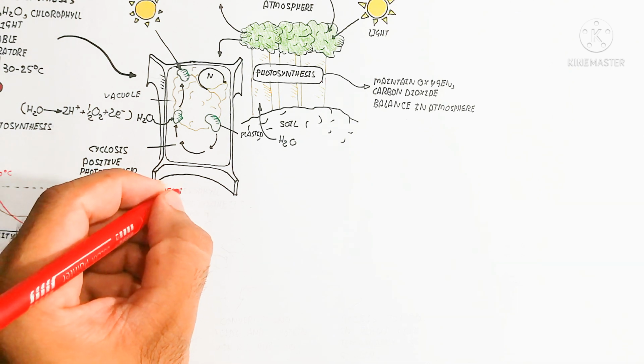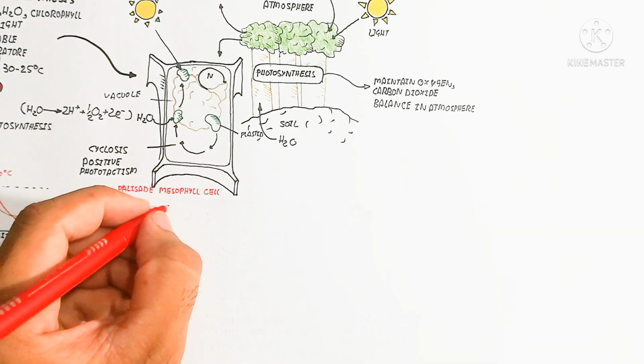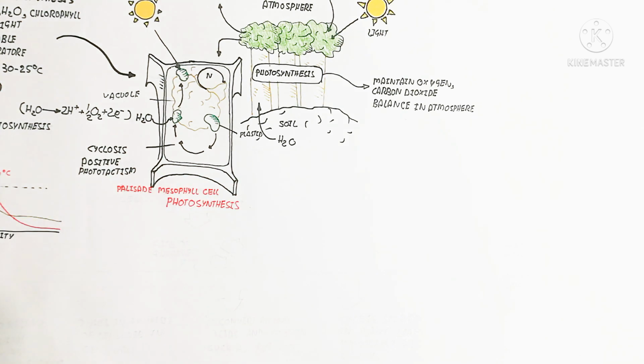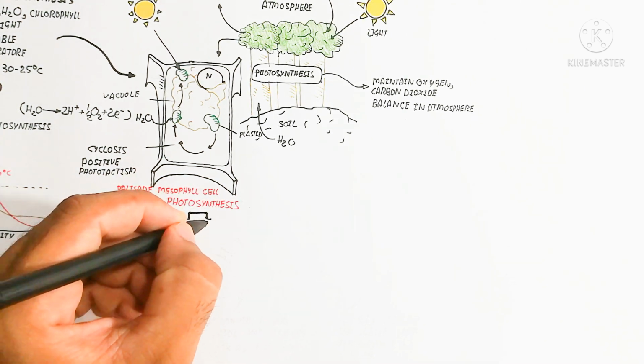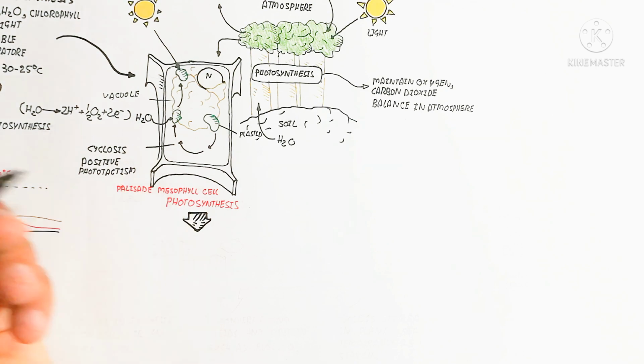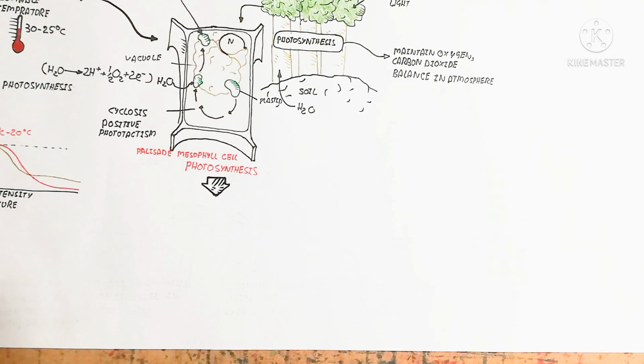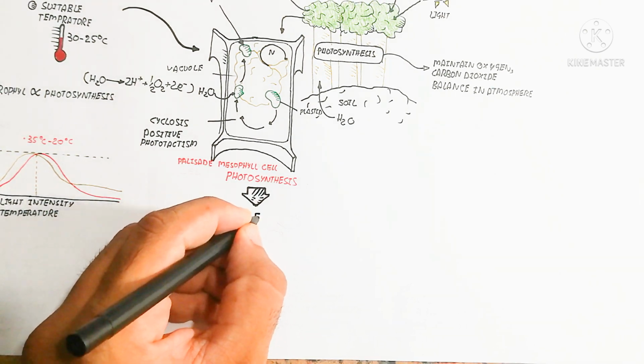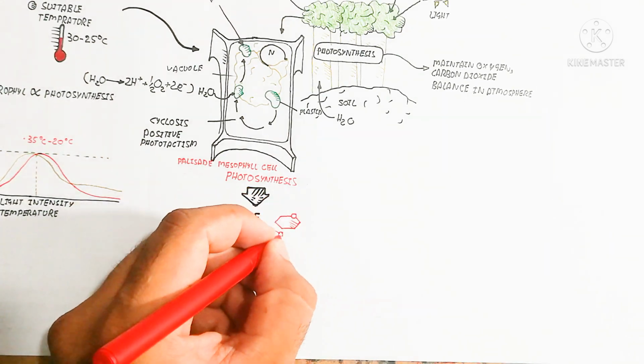On the other hand, the light independent stage uses carbon dioxide and hydrogen, which give glucose. We will discuss the light independent stage later in this video. So here is the palisade mesophyll cell. During photosynthesis, the dark reaction or light independent reaction will produce glucose.